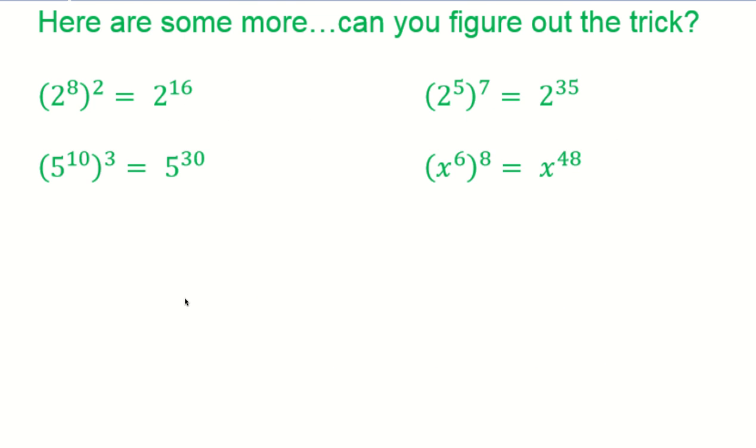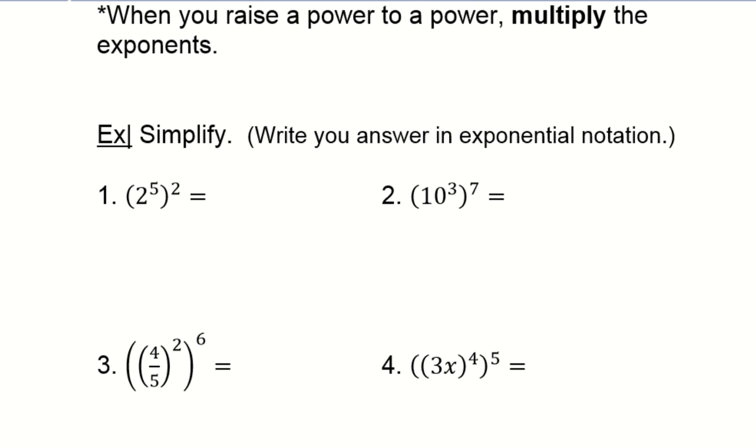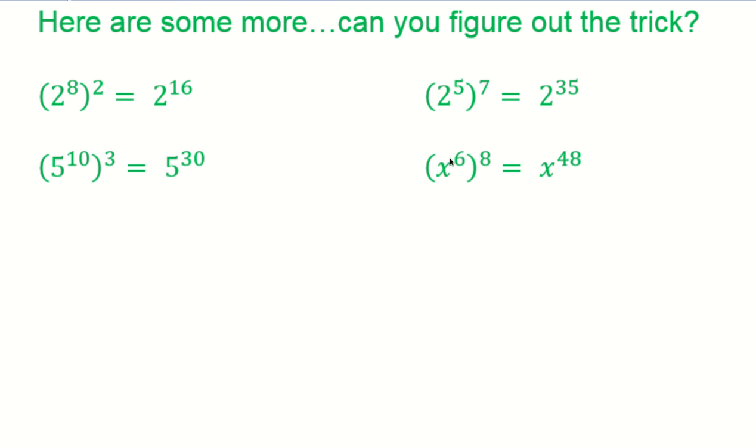If you were talking about, well, I guess right here, x to the 6th to the 8th, you get x to the 48th power, and you can't really do anything with that. Like, we know that 2 to the 16th and 5 to the 30th are actual numbers, giant numbers. But we're going to leave them like that, because we have to leave it the way it is, x to the 48th power. But yeah, you just multiply the powers.